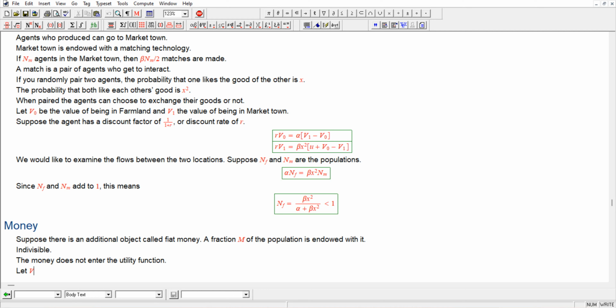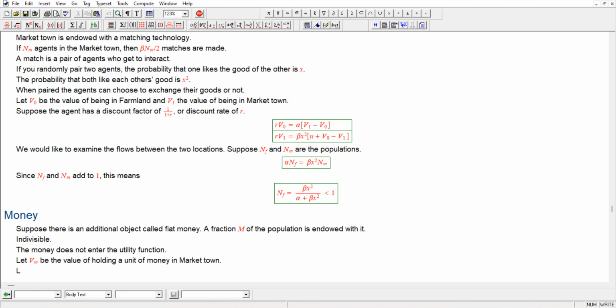So let now V sub m be the value of holding a unit of money in market town. We're going to assume that people with money have no reason to be at the farm, since nothing happens at the farm that has anything to do with money. Let mu be the proportion of traders who have money. In other words, the proportion of n sub m that has money. So I guess maybe we should just write that out. That's going to be m over n sub m.